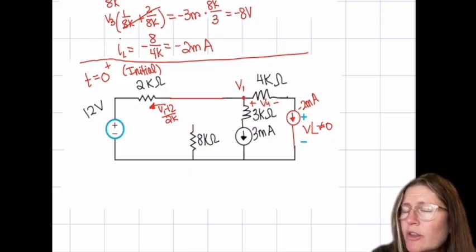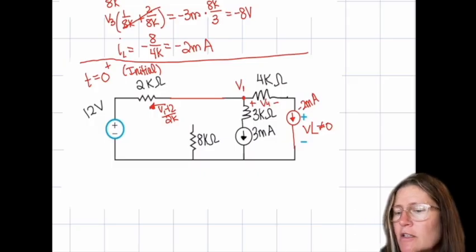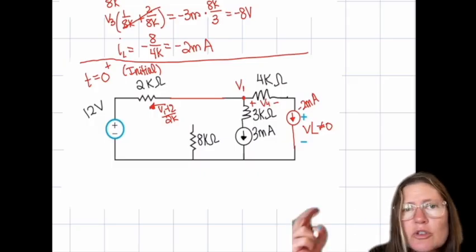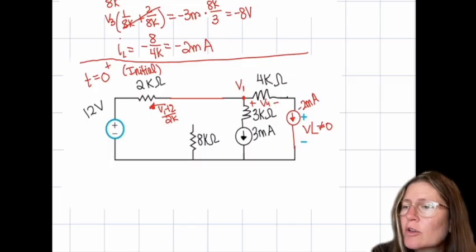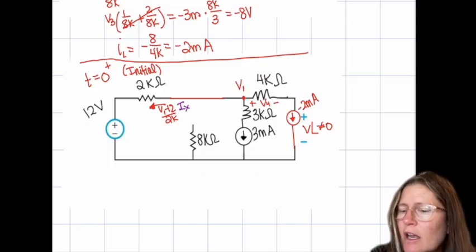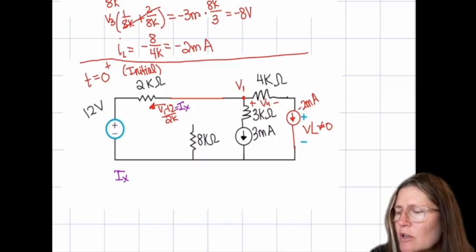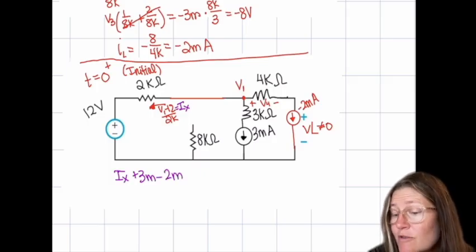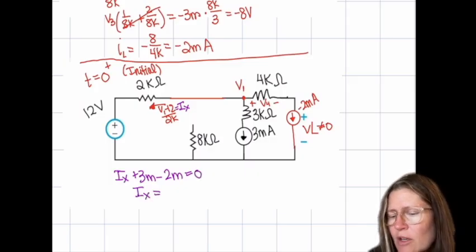Another thing we could do is, because we know the currents in the two branches, we could find the current going through the 2K also by just summing the two currents. So I could have defined this as IX, and we could say IX has got to be, if it's going out and 3 millis going out and the negative 2 milli is also going out, then we could also find IX this way. So IX would be a minus 1 milliamp.